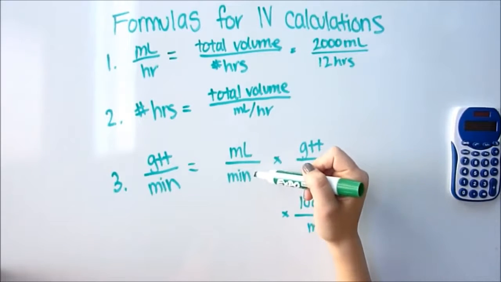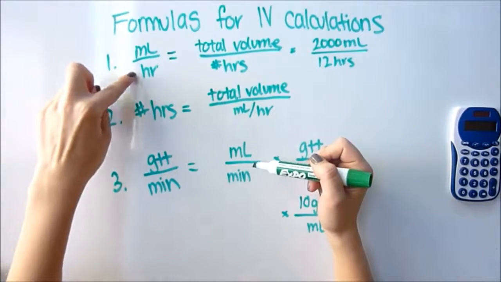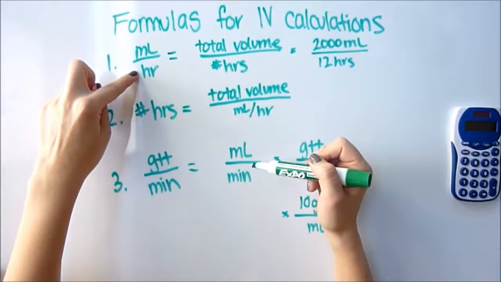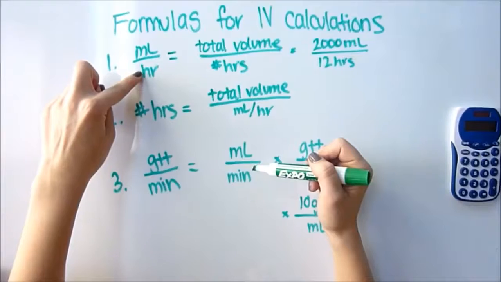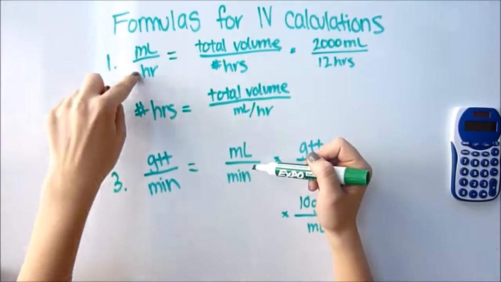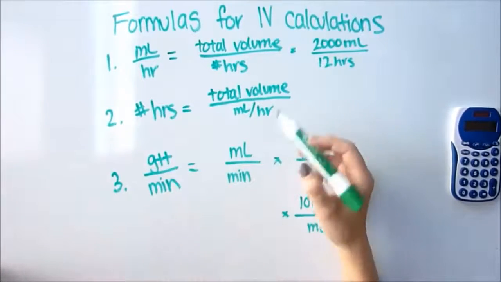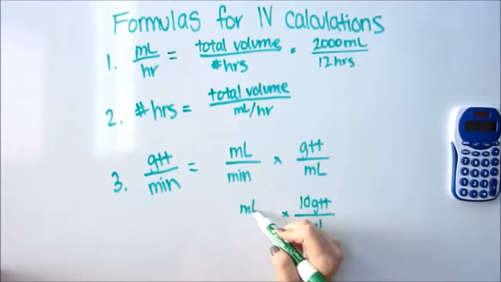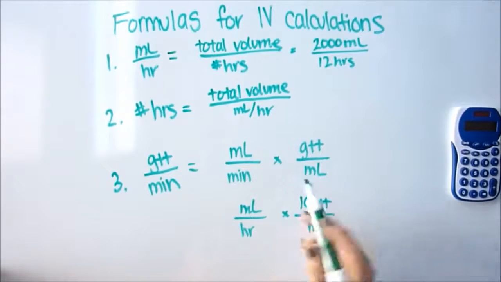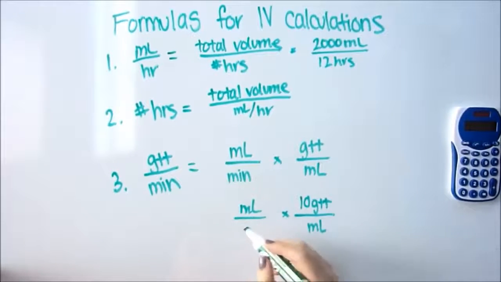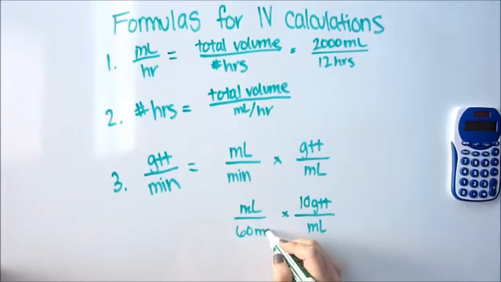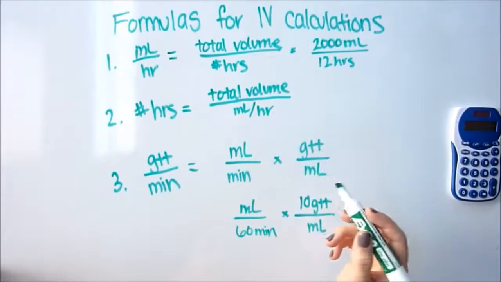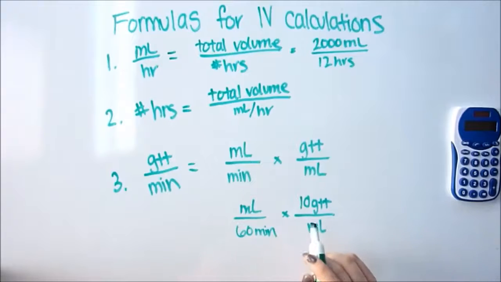Now with ml per minute, you're going to need your ml per hour, right? Because there are 60 minutes in 1 hour, so it's very easy to use that in this ratio. If we have ml per hour, all you have to do is erase that and put 60 minutes, or whatever is given in the problem, and we'll figure that out.